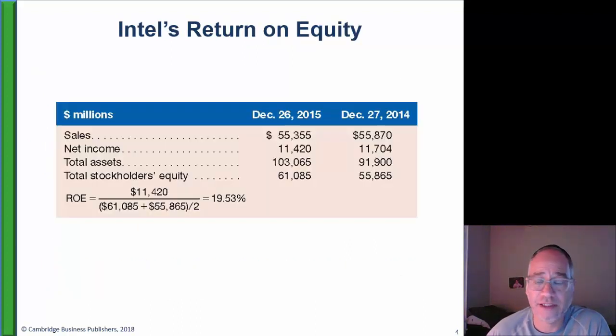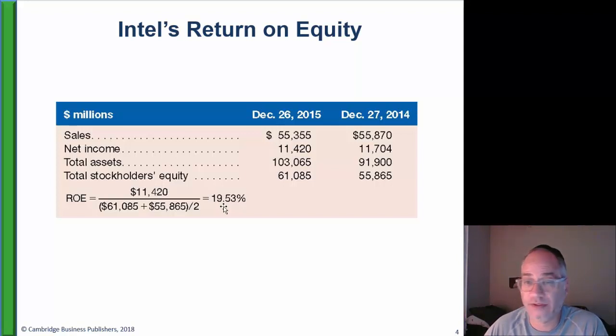So if we were to calculate this for Intel, and that's our company for this module, we would take net income of $11,420. We would divide by average stockholders' equity, 61,085 plus 55,865 divided by 2, and we get 19.53%, and that's all you have to do.